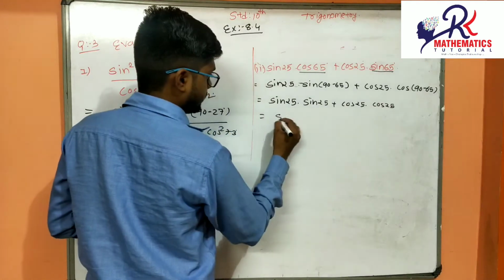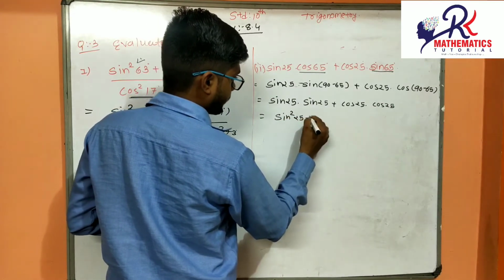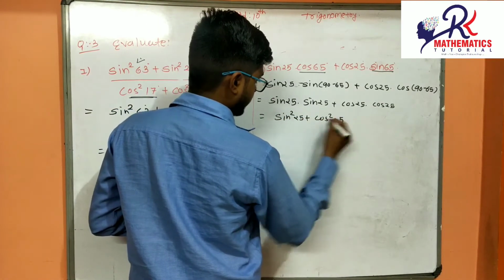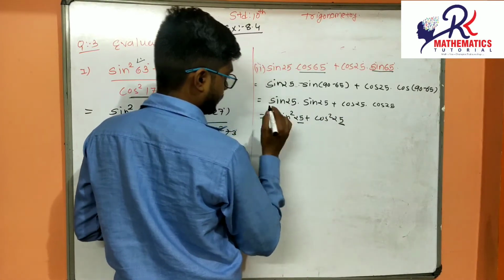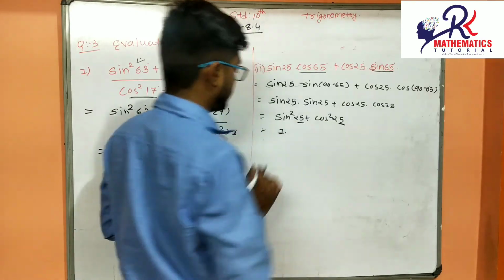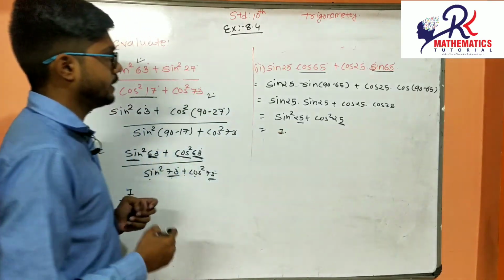So this will become sin square 25 plus cos square 25. Here the value of theta is same, so it is 1, because sin square theta plus cos square theta is equal to 1. So your answer will be 1.